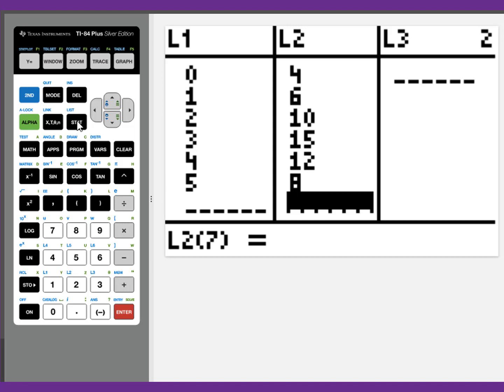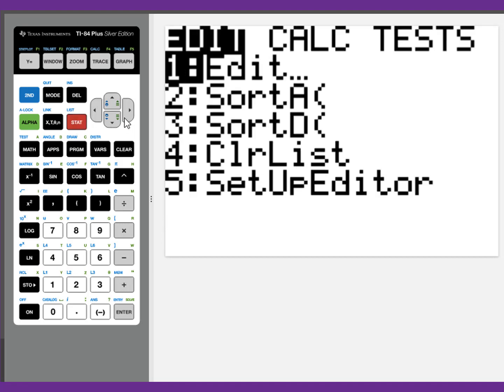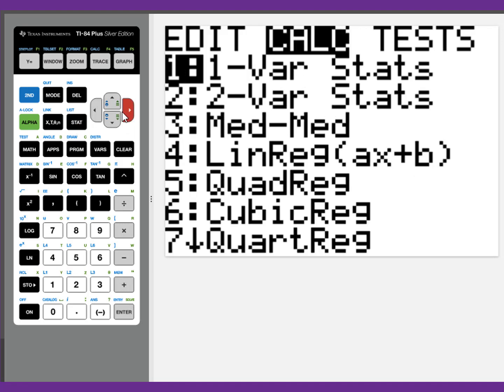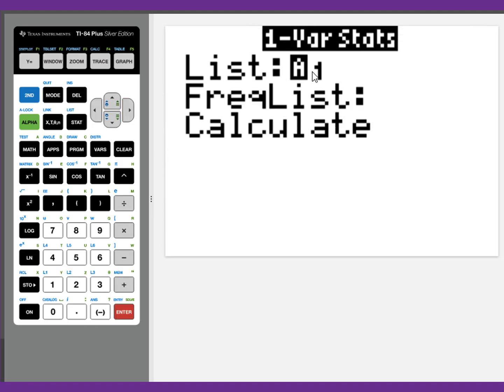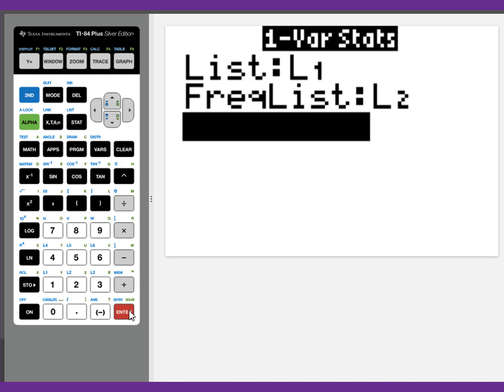Then we go back to stat again. We need to calculate. This is one variable statistics, so we press enter. They will ask you for the list. This is L1, and we know that we put the frequency into L2, so we go to L2. That will be second 2, which is L2. Then press enter, enter.